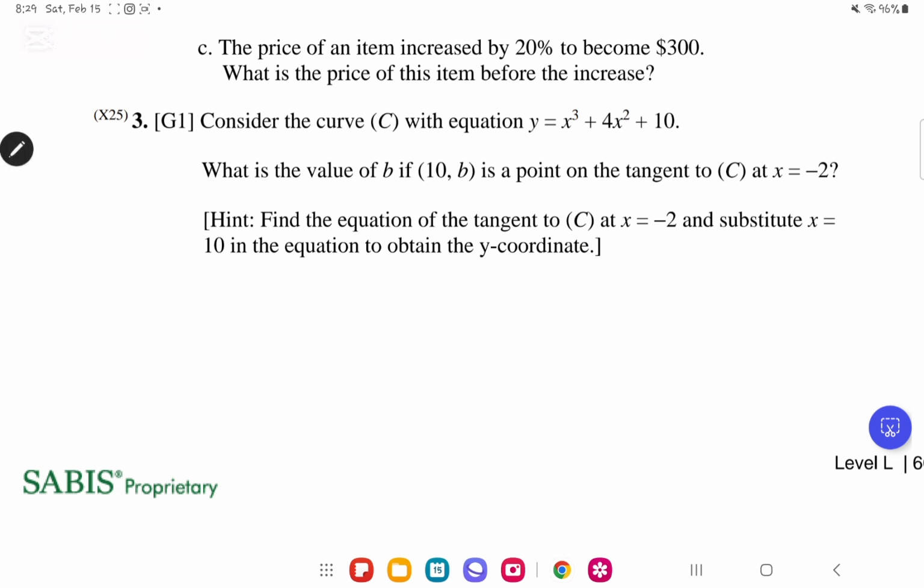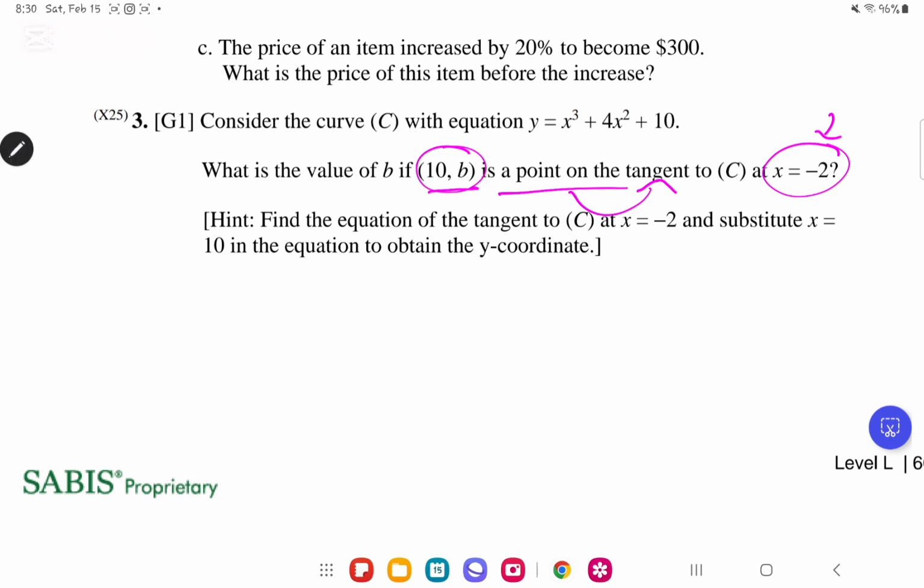They asked, consider the curve C with equation y is equal to x to the power of 3 plus 4x to the power of 2 plus 10. They need us to find the value of b if (10, b) is a point on the tangent to C at x is equal to minus 2. So we have the value of x being minus 2. What we need to find is the slope. So 10b is what our answer is supposed to look like, and we need to find the value of b.